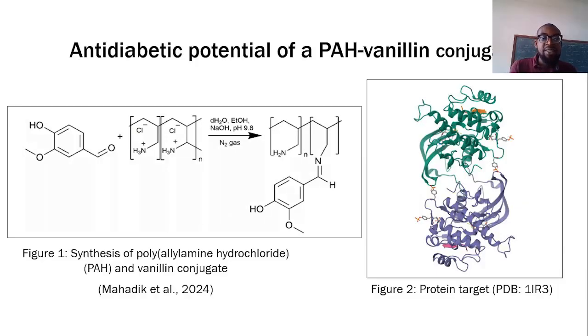Now vanillin is the drug while the polymer is obtained from polyallylamine hydrochloride. Now you can see that this is the conjugate. You can see it. This is your vanillin, and then this is the polymer part, that system. Now, this conjugate system was reported by Mahadik et al. in 2024, and this is the target protein we'll be working with.